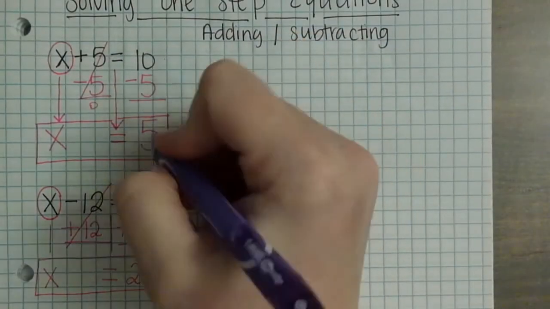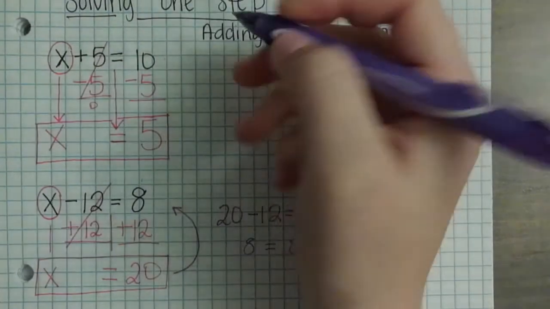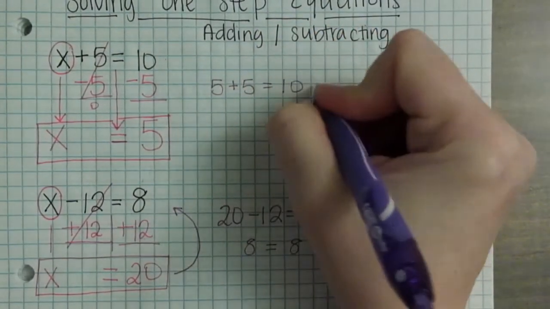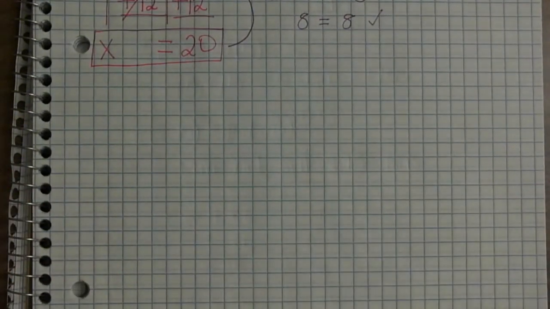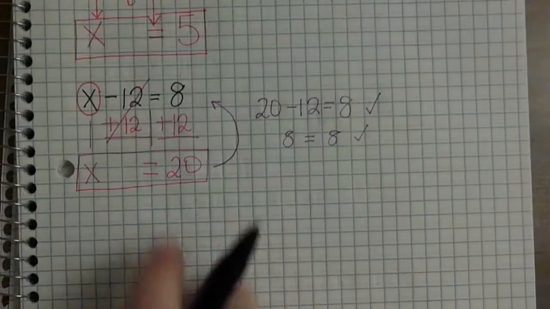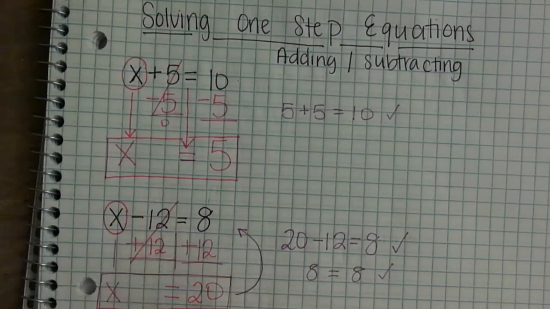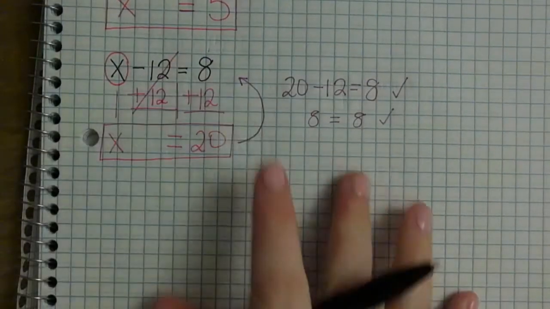This one I forgot to check, but I'm going to plug that in. So 5 plus 5 equals 10. That is correct. So I can keep going. Alright. And notice this one was a subtraction, this was an addition, but it still felt the same. It was just you needed to add instead of subtract.